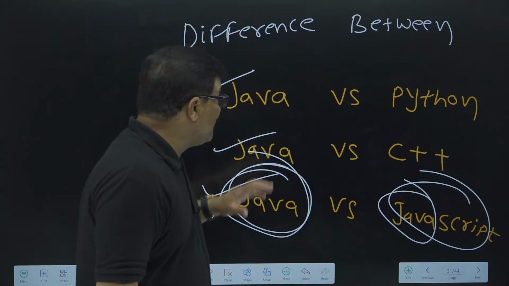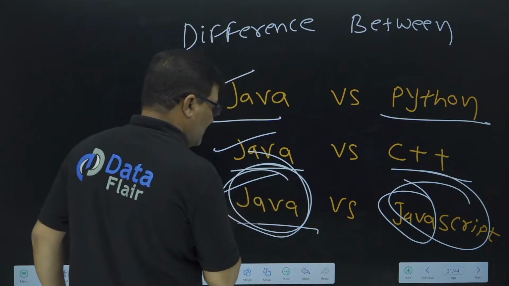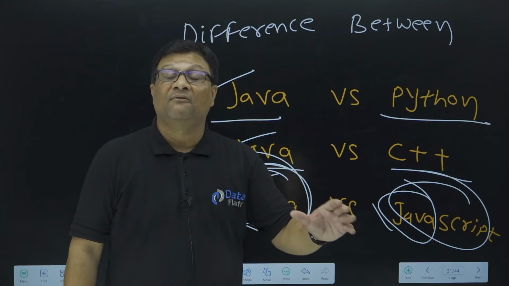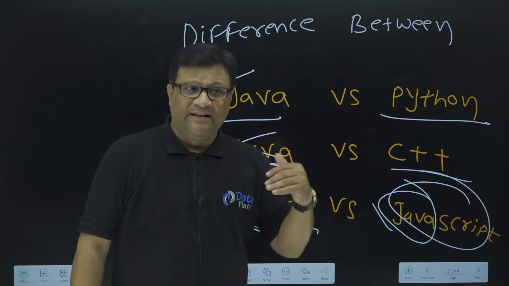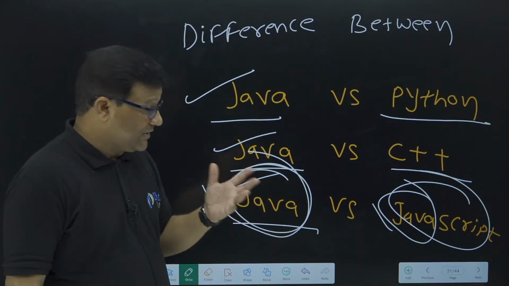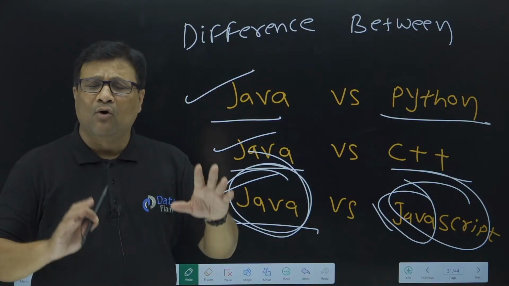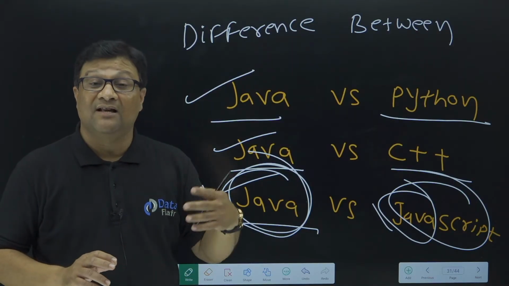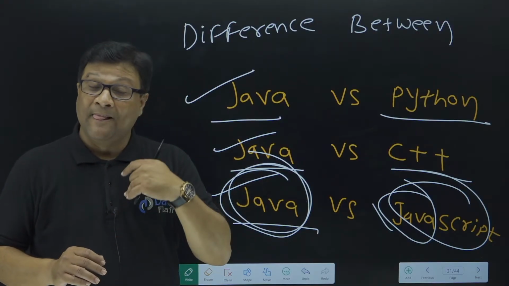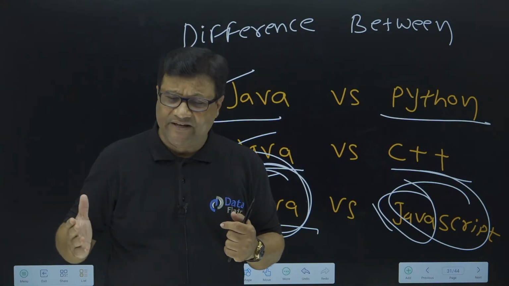So that is the important difference between Java and Python, Java and C++, and Java and JavaScript. I hope you now have clarity on how Java differs from C++, from Python, and from JavaScript. So we have almost covered all the theoretical concepts in the last four lectures: features of Java, object-oriented concepts, inheritance, platform independence, then differences between JDK, JRE, and JVM.